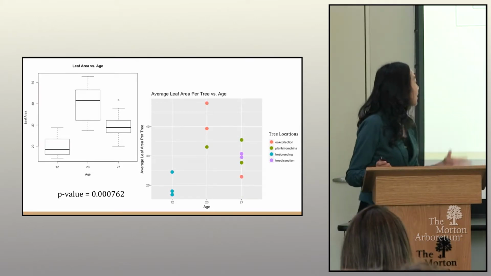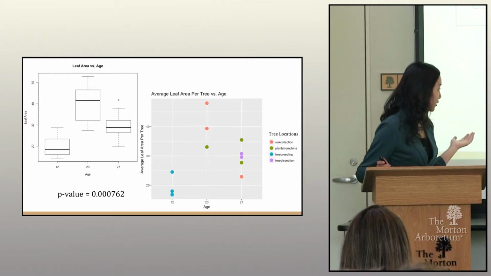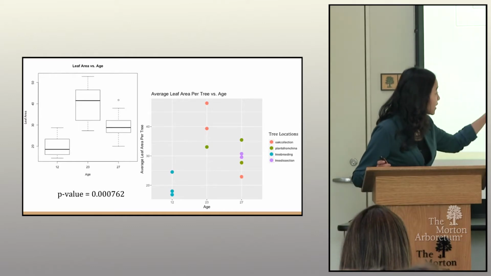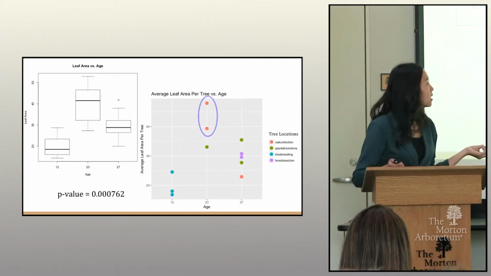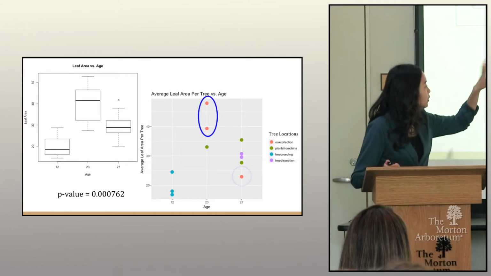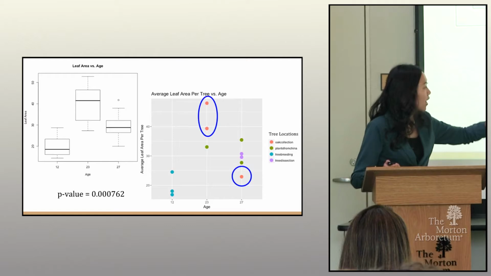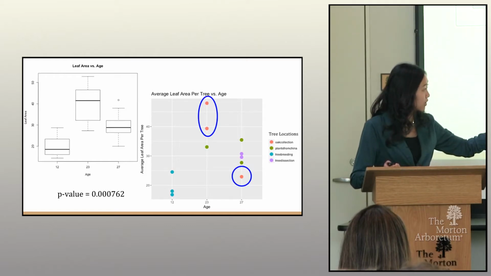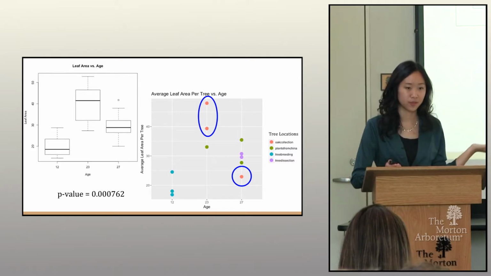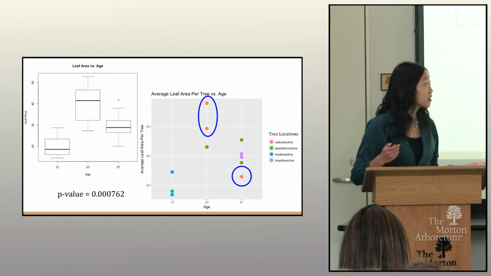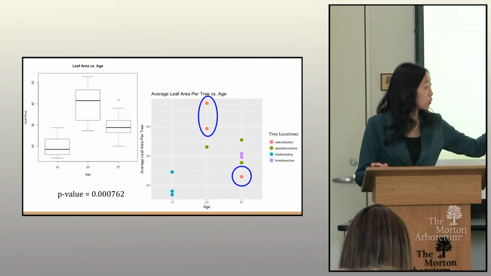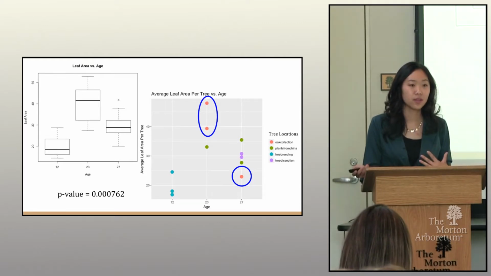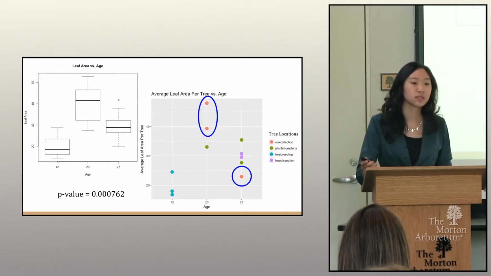For leaf area, again, significant p-value. And actually 3 out of the 4 collections seem to have very similar leaf areas. But if you take a look at the 2 red dots up there and the 1 red dot in the 27-year-old age group, you can see that there's a pretty stark difference there. The way I interpreted these results was that that one tree may be less healthy than its other counterparts in the same collection.